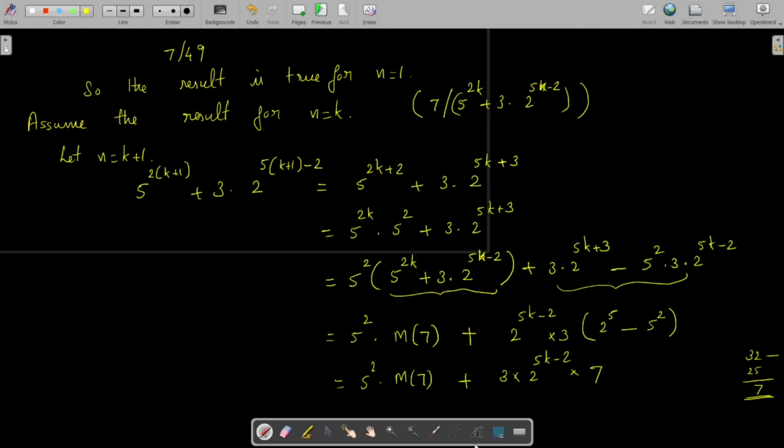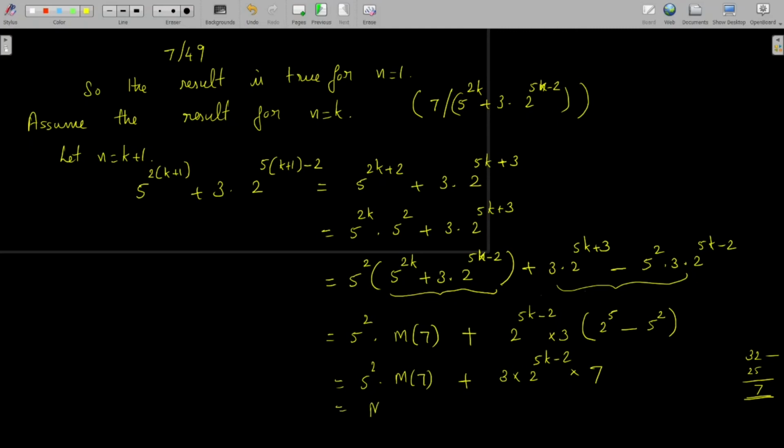So we have into 7. So this expression becomes a multiple of 7. So we may write the whole expression is a multiple of 7, because the first expression is a multiple of 7, and the second expression also is a multiple of 7. So the sum is again a multiple of 7. So we can say that 7 divides the LHS, or the result is true for n equal to k plus 1. So by induction procedure the result is true for all n greater than or equal to 1.